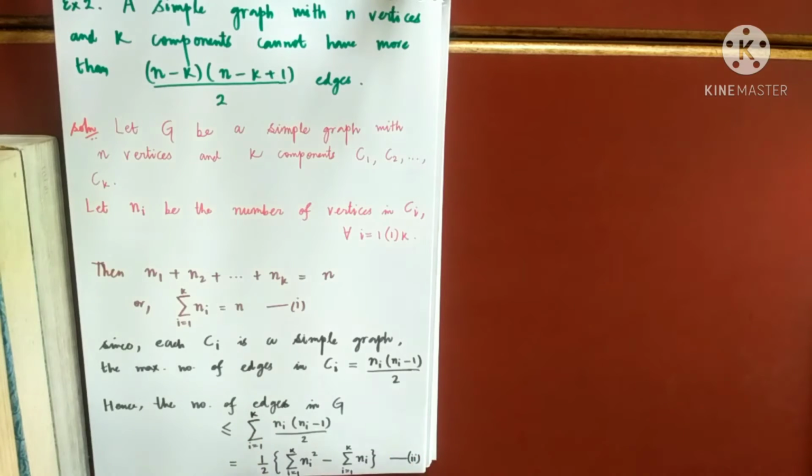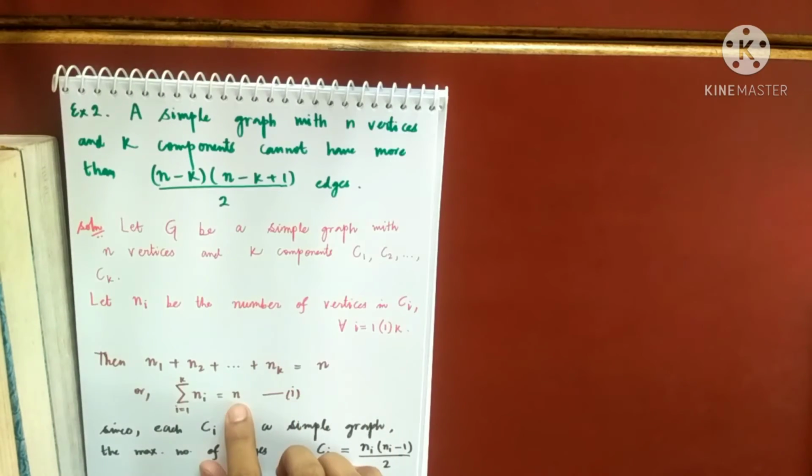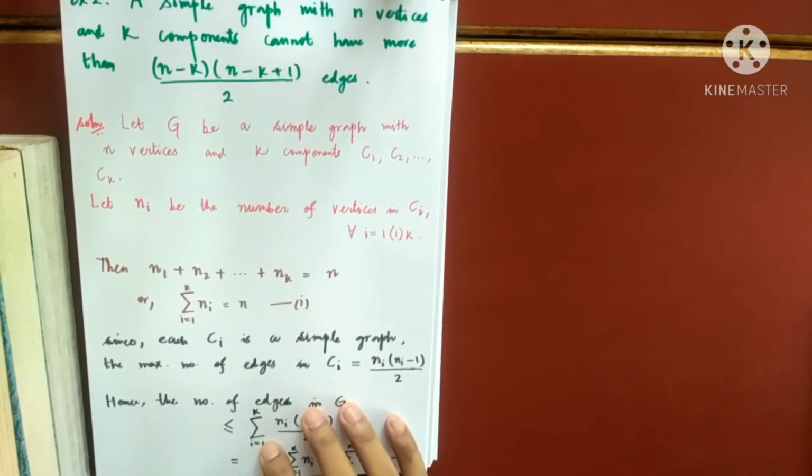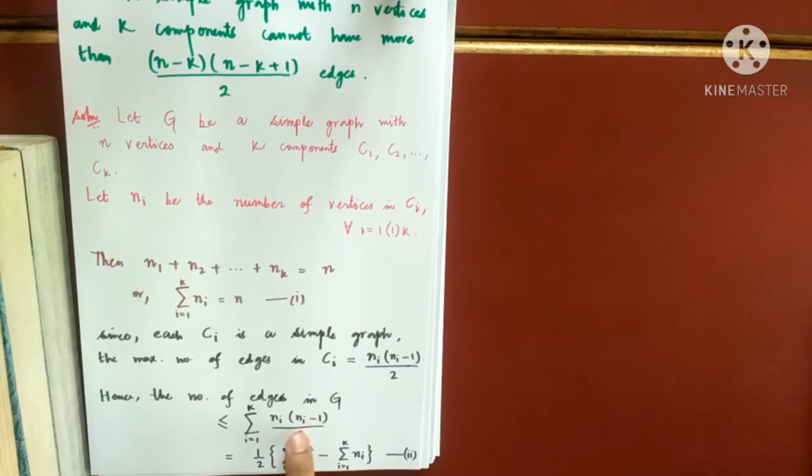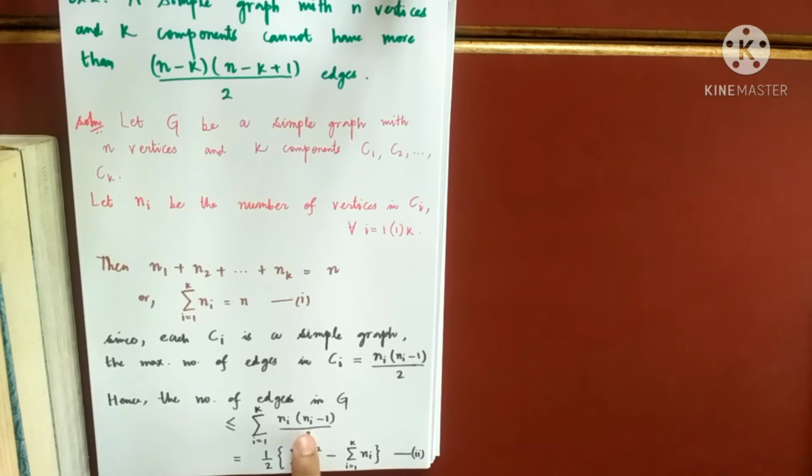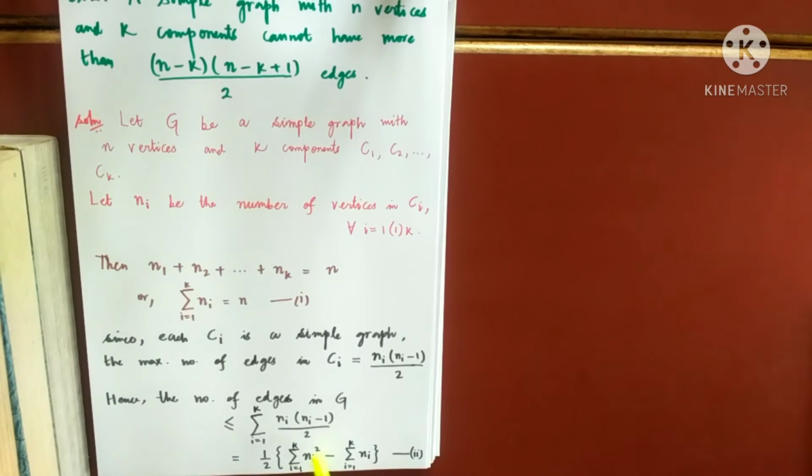But I have to put their values. This value I already know is n, so I'll put n here a bit later. I will try to find the value of this quantity. If I can find the value of this quantity, we are done, and that will maximize the number of edges in G. So now the aim is to find the value of this.